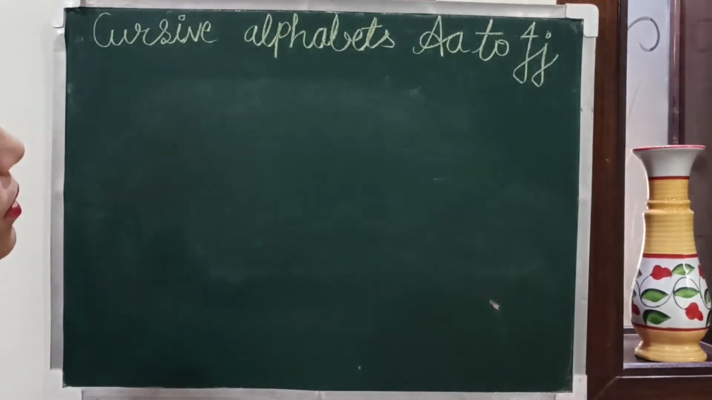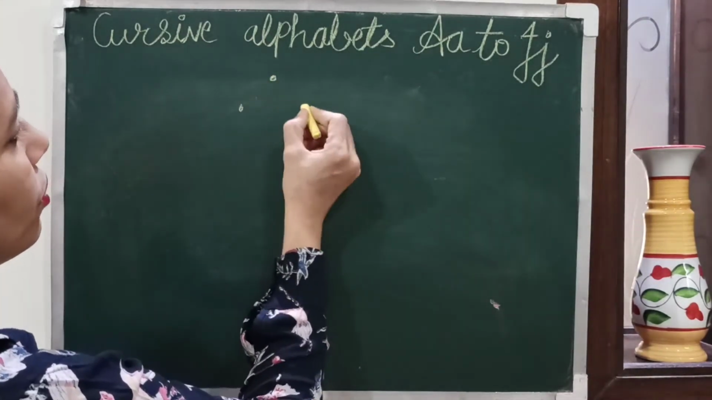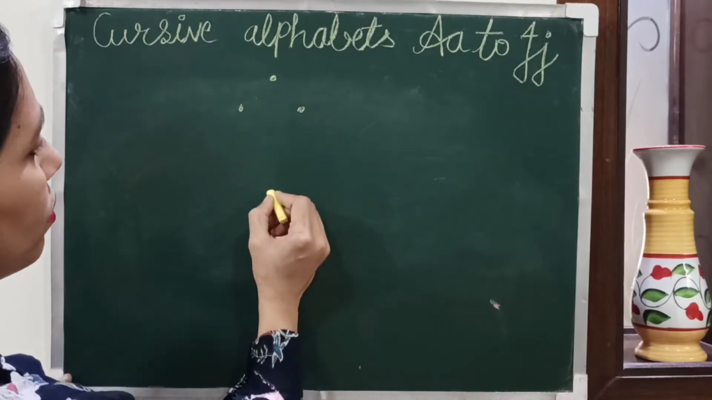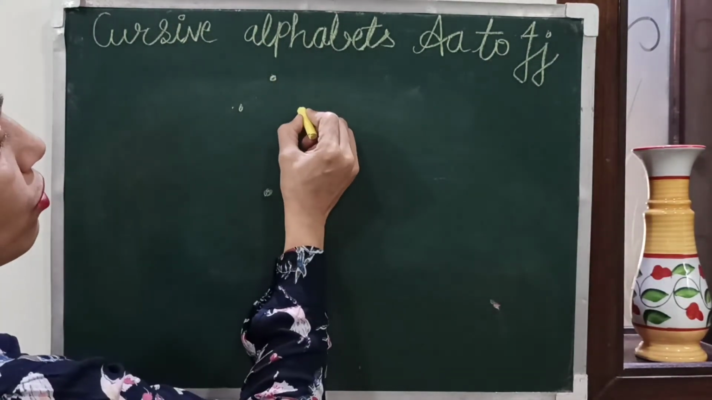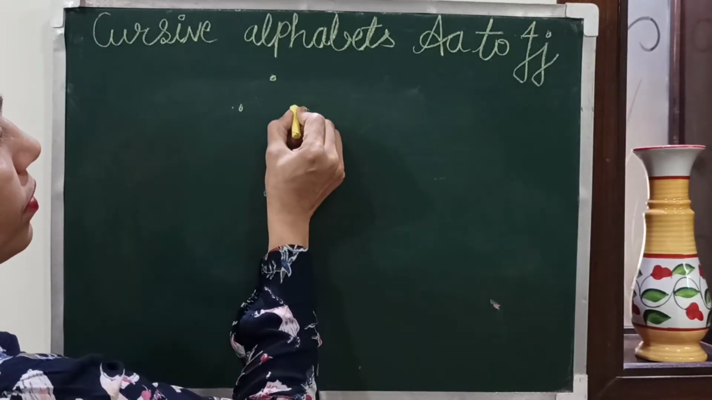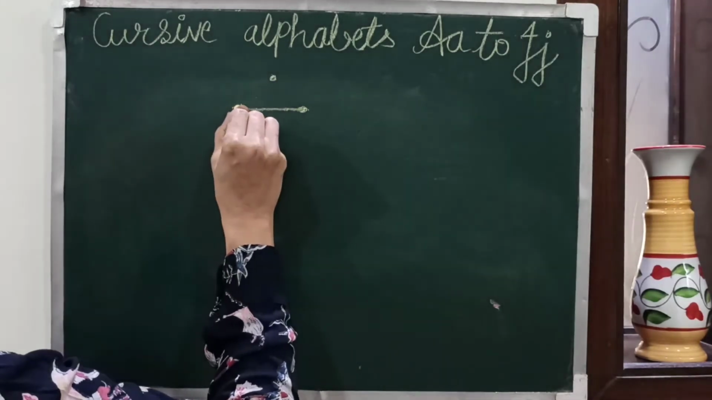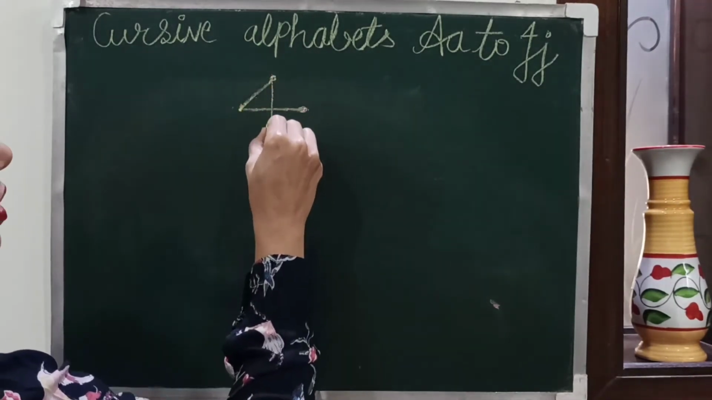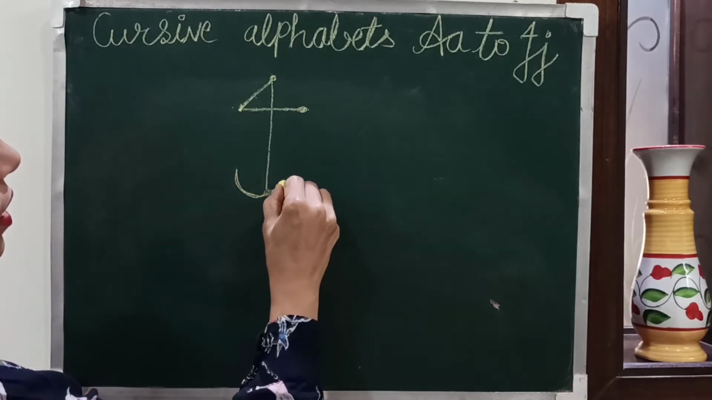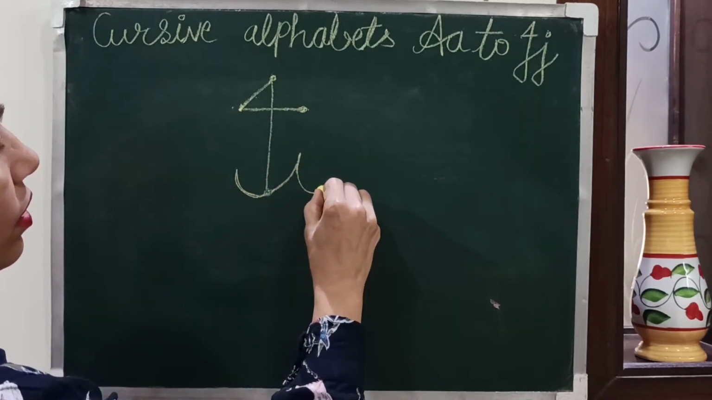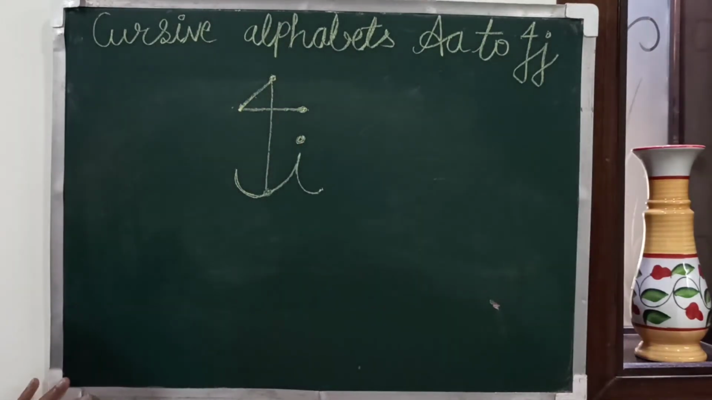Now the next alphabet is I. For alphabet I, we give 4 dots like this. 1, 2, 3, 4. Start from this dot. This is the starting point. A slipping line, backward slipping line, a slanting line, a standing line, a little turn. Now do like this. This is cursive alphabet I.